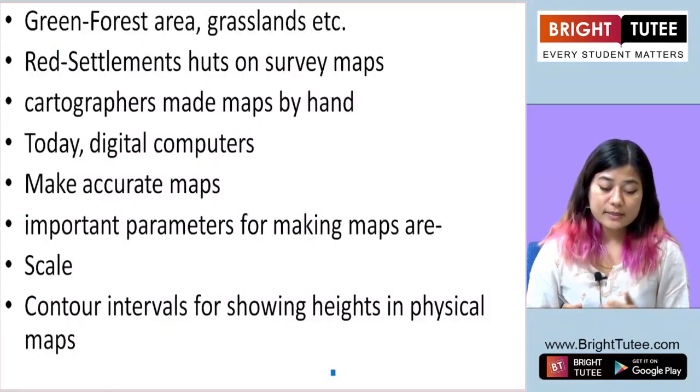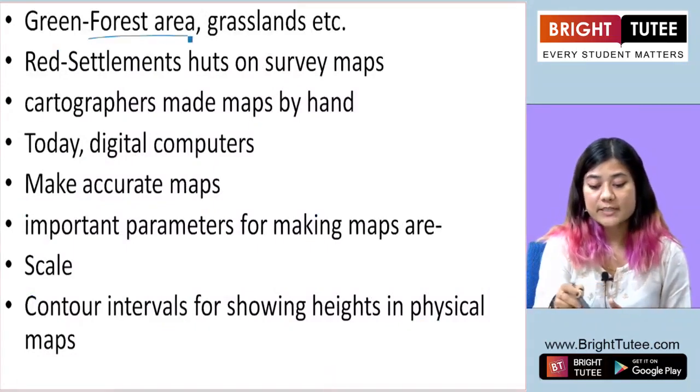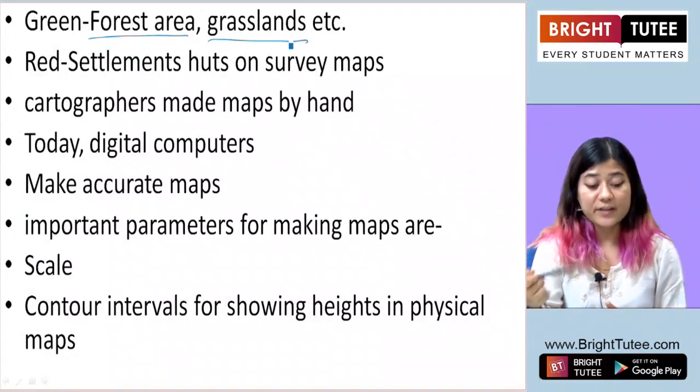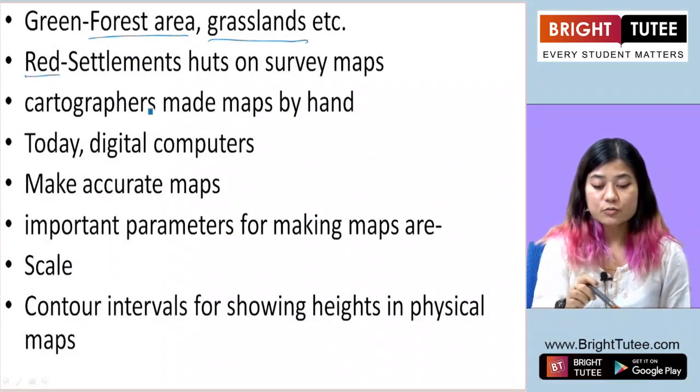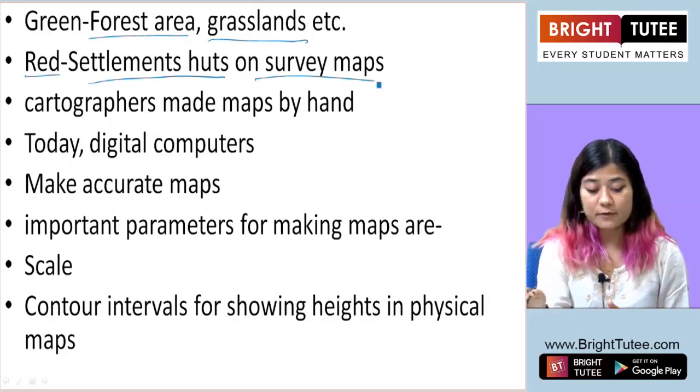So similarly, the green color is used to denote forest areas, grasslands, etc., vegetation. The red is used for settlement huts on survey maps.